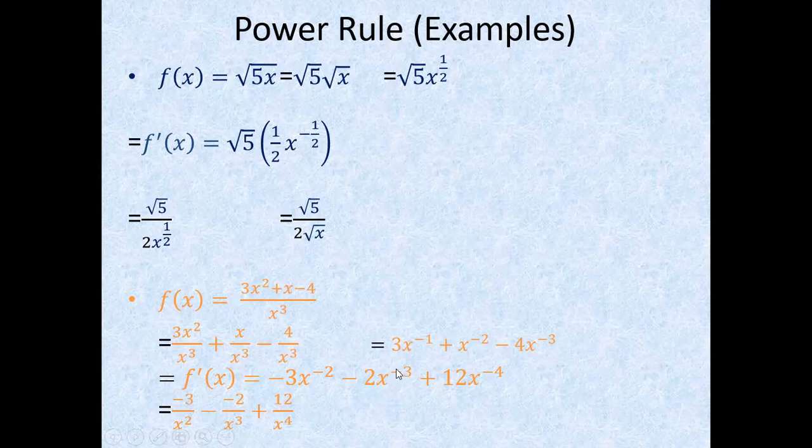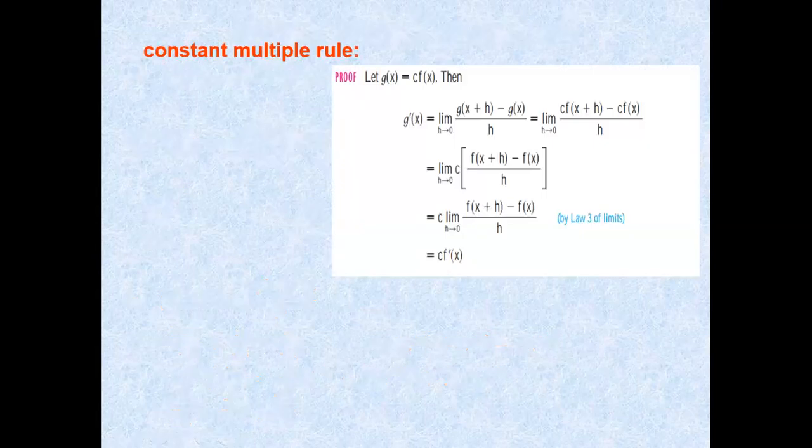2 x power minus 3 plus 12x power minus 4, because all the powers are negative, and if we solve it by the rule, minus 2 and minus 1 gives minus 3, and minus 3 and minus 1 will be minus 4. So it will be equal to minus 3 over x squared minus 2 over x cubed plus 12 over x power 4. So now we have a constant multiple rule with its proof.